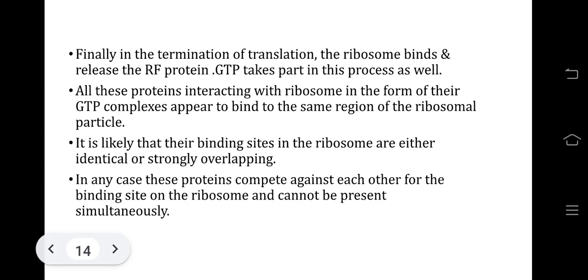Finally, in the termination of translation, the ribosome binds and releases the RF protein. GTP takes part in this process as well. All these proteins interacting with the ribosome in the form of their GTP complex appear to bind to the same region of the ribosomal particle. It is likely that their binding sites in the ribosome are either identical or strongly overlapping. In any case, these proteins compete against each other for the binding site on the ribosome and cannot be present simultaneously.